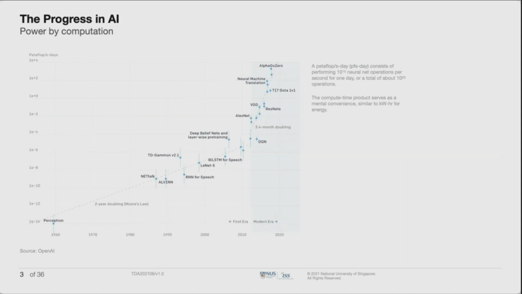If a model needs a petaflop per second day to complete its training or learning, it means the model requires 10 to the power of 20 operations before the learning is done. According to OpenAI, since 2012, the amount of compute used in the largest AI training doubled every 3.4 months. By comparison, by Moore's law, the computation capability in CPU doubles in 2 years. In fact, since 2012, the amount of compute used in the largest AI training has grown by more than 300,000 times. Therefore, in one sense, our AI gets better not because of smarter or better algorithms, but because we have done much more computation compared to the past.